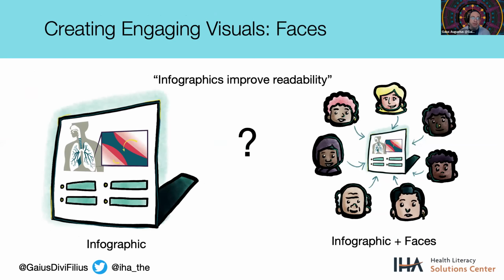So here's an example. This would be a goal: infographics improve readability. And these are two visuals that we could potentially use. And I want to talk a little bit about the benefits of using faces and also when you might not. So on the left, we have an infographic by itself. And on the right, we have that same infographic, but we have pictures of people and arrows pointing to that infographic.